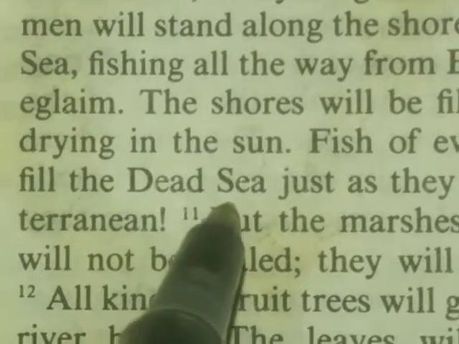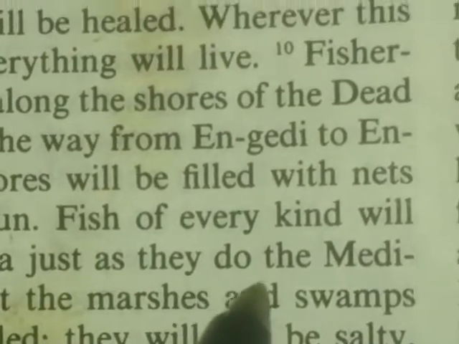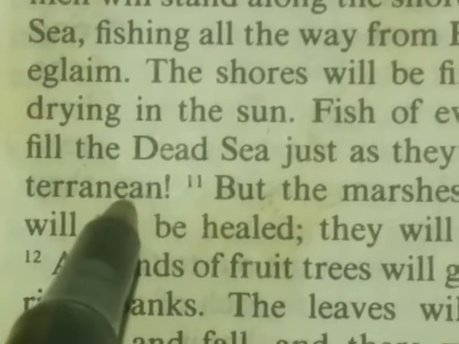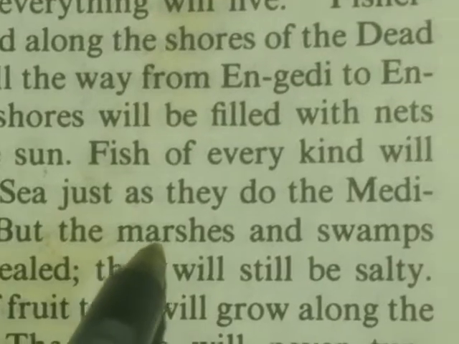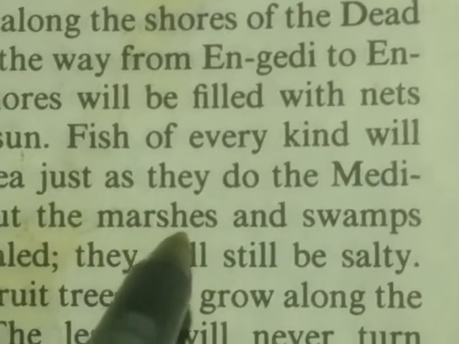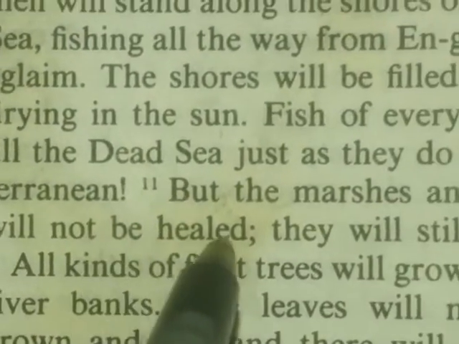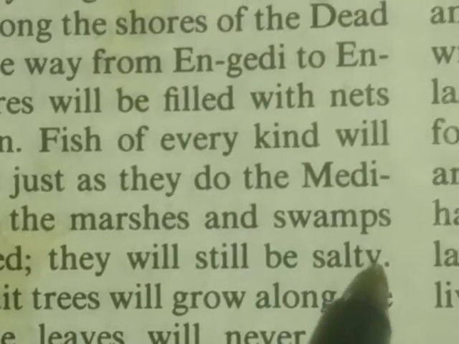See, this has not occurred yet. Just as they do in the Mediterranean. But the marshes and the swamps will not be healed. They will still be salty.